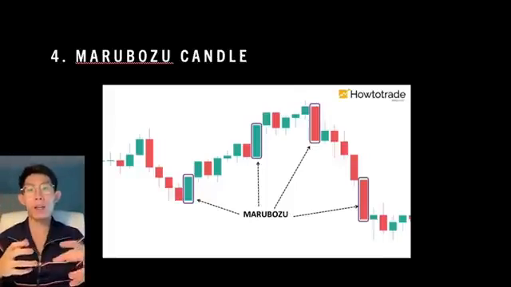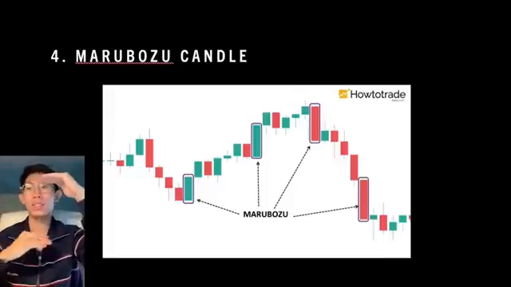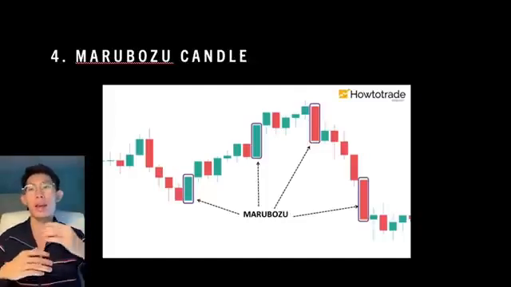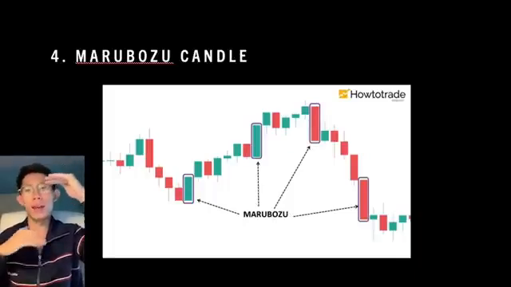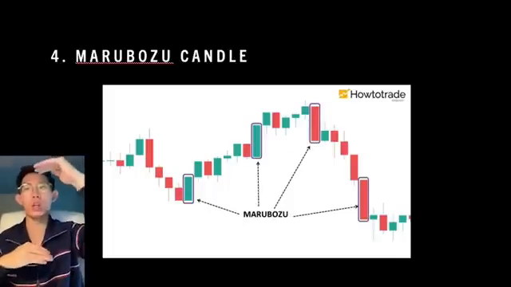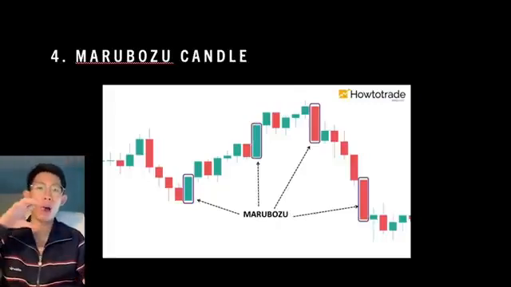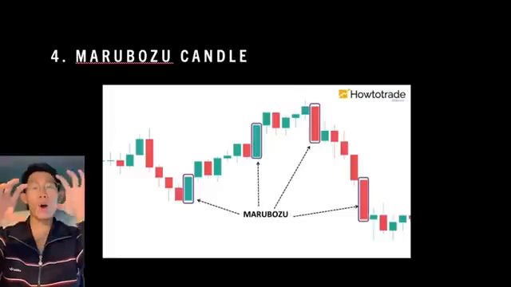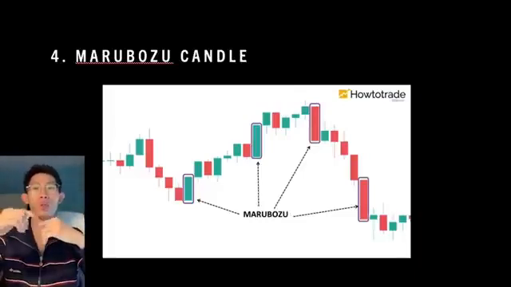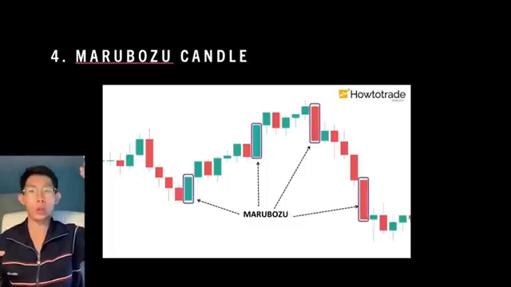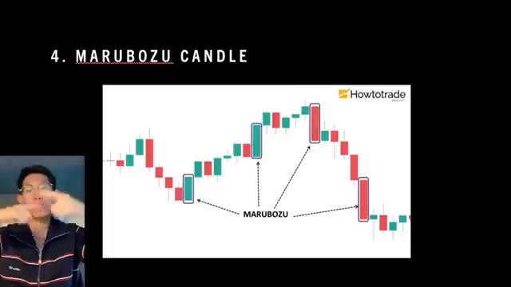This means the buyers maintained control of the price throughout the entire session, and that there is a lot of momentum. A green Marubozu candle means there is a lot of buying pressure. The unique thing about this pattern is that it can be used as both a reversal and a continuation candlestick pattern. If you see a green Marubozu in an uptrend, the uptrend is going to continue. If you see a green Marubozu in a downtrend, price is about to reverse.